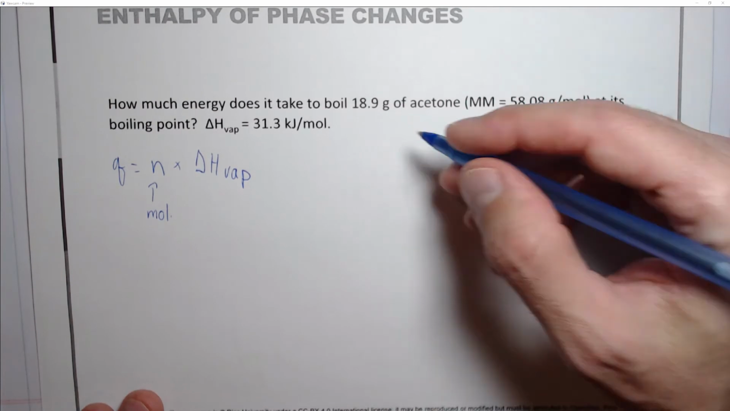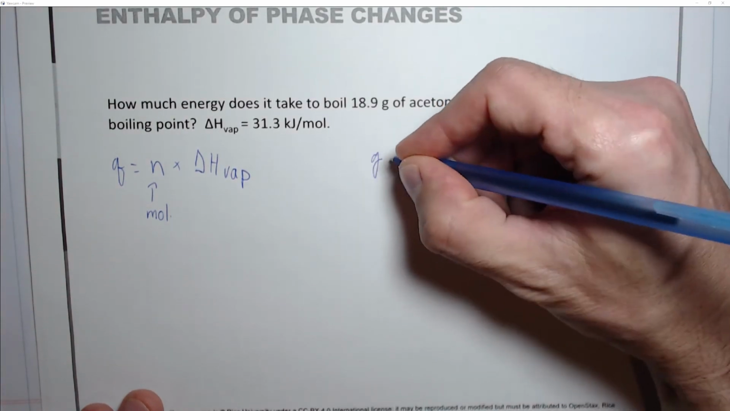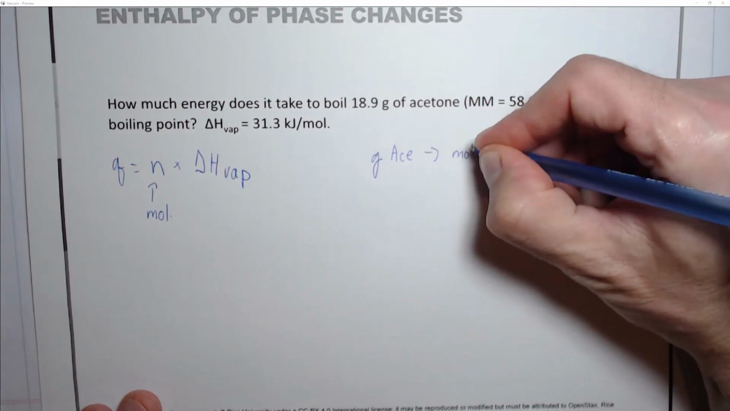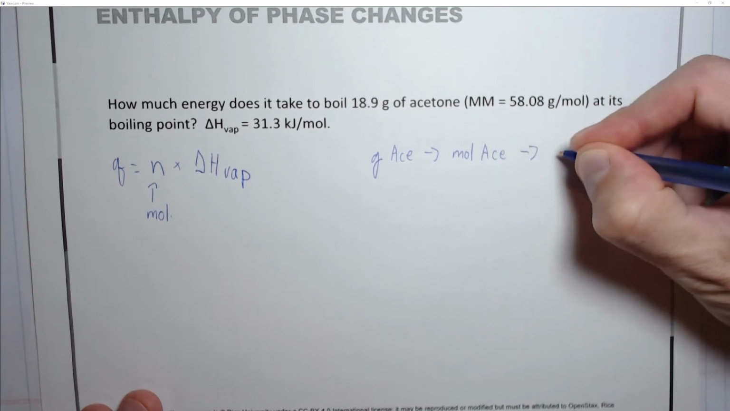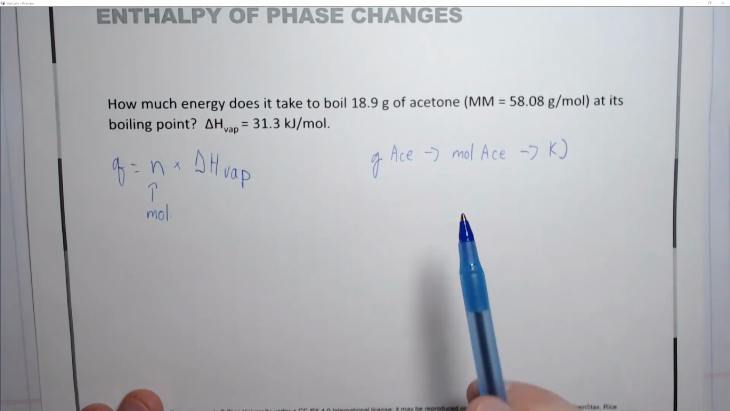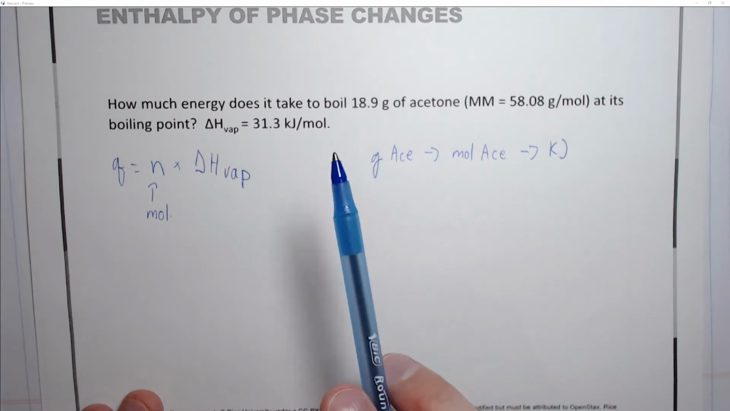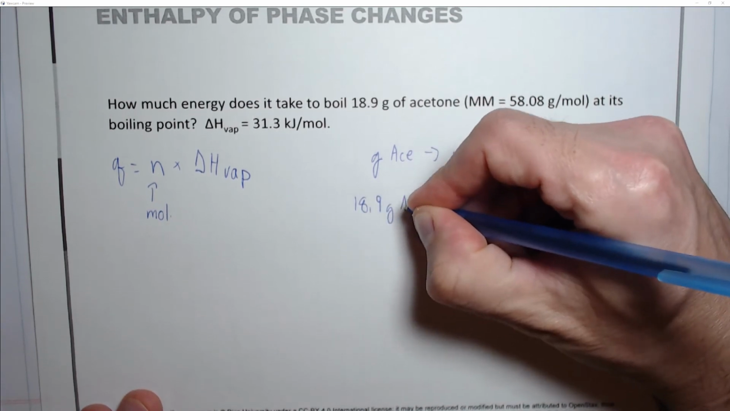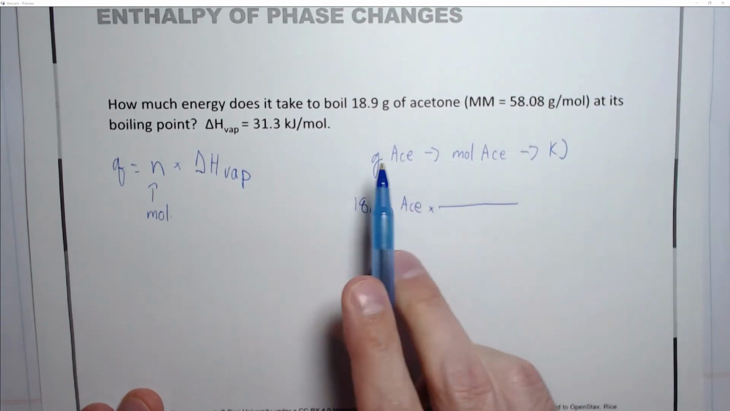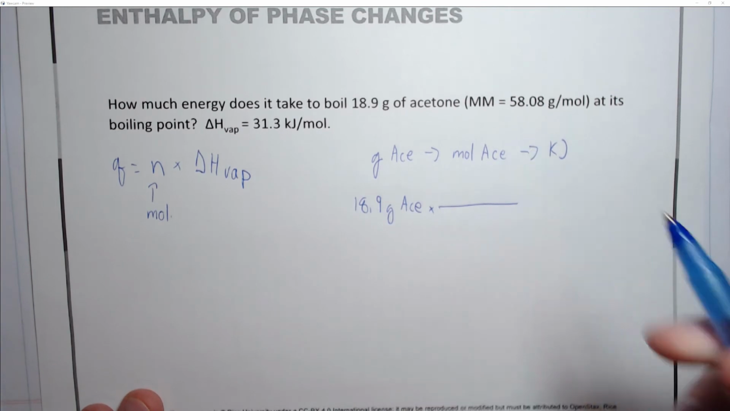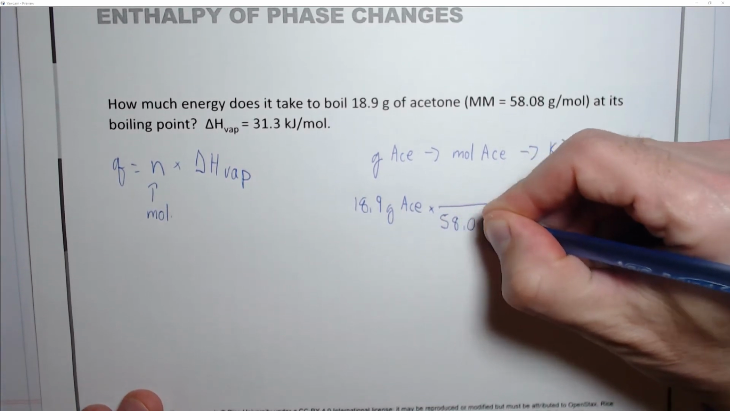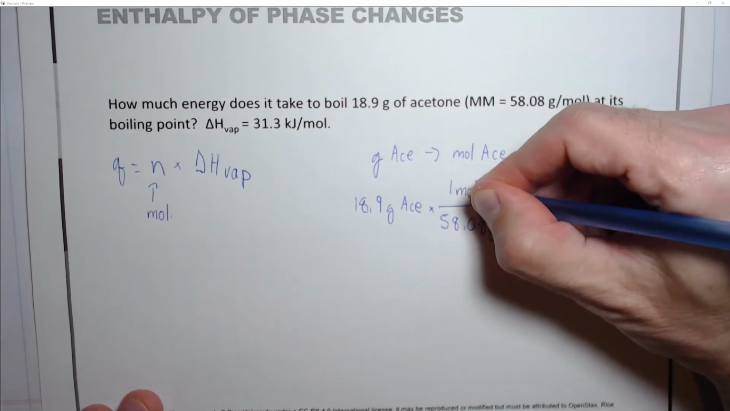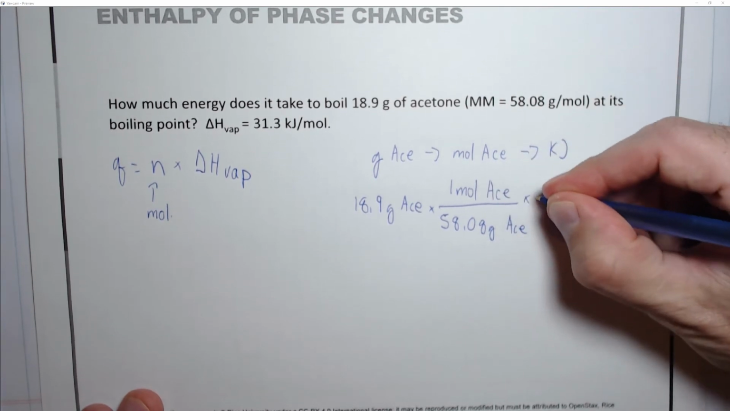So here, what I'm going to do by way of a plan of attack is I'm going to convert from grams of acetone, which I'm going to abbreviate ACE, to moles of acetone, and then to kilojoules required to convert those molecules from the liquid to the gas. So starting with 18.9 grams of acetone, I want to convert it to moles, so I'm going to use the molar mass, which is given. I want to put the 58.08 grams of acetone on the bottom and the 1 mole of acetone on the top.